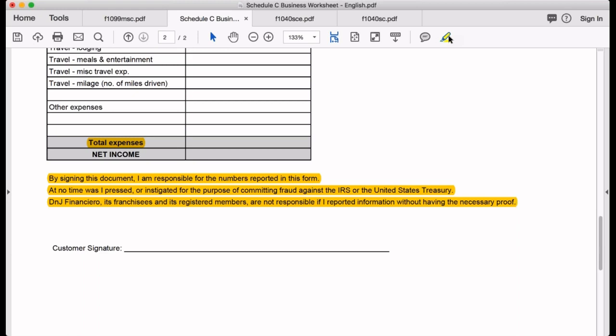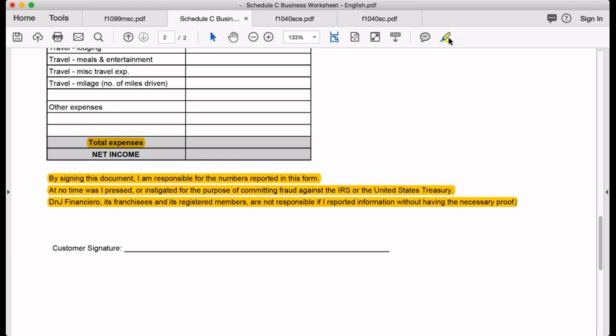The customer. Please, please, please do not sign this. Do not write on this. Do not be that person who thinks that the IRS is not going to find out, because guess what? You're going to run out of luck one day, and then the IRS is going to find out, and you're going to be in trouble.